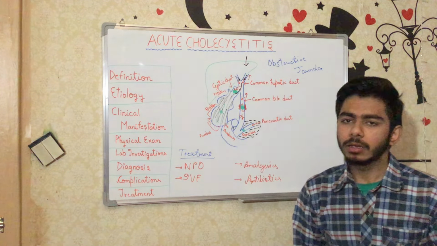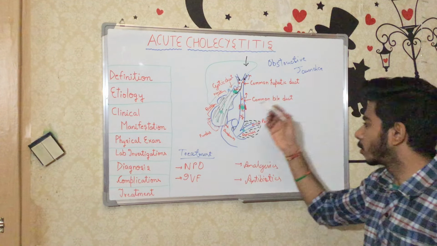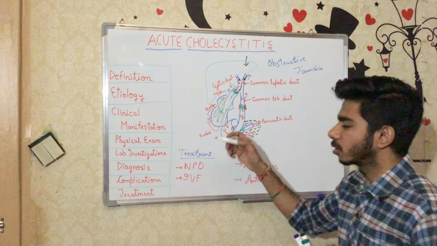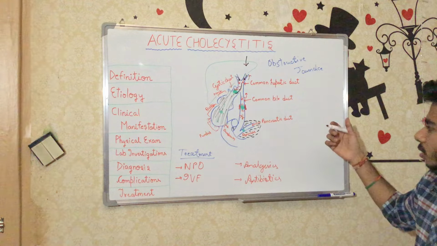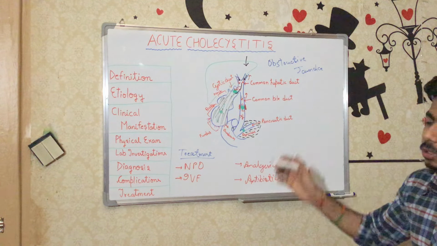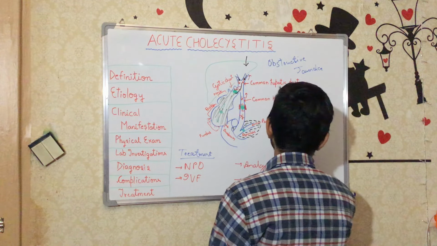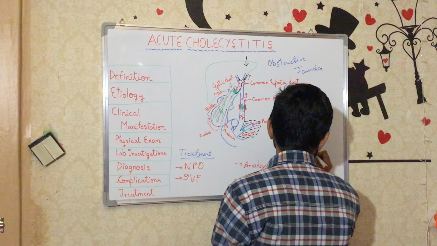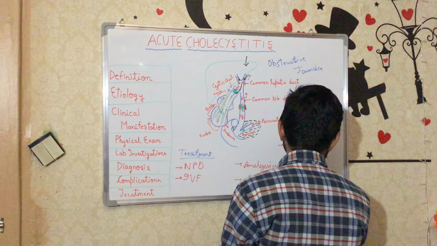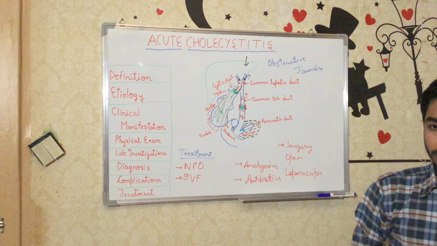And at last, these patients must have surgery, because as I told you, acute cholecystitis has many complications. For example, if it ruptures, it can cause pancreatitis, it can cause a fistula, duodenal gallbladder fistula, or any other complications. So this must be treated through surgery in the end. So this patient must have surgery, whether open or laparoscopic. It depends on the situation of the patient.